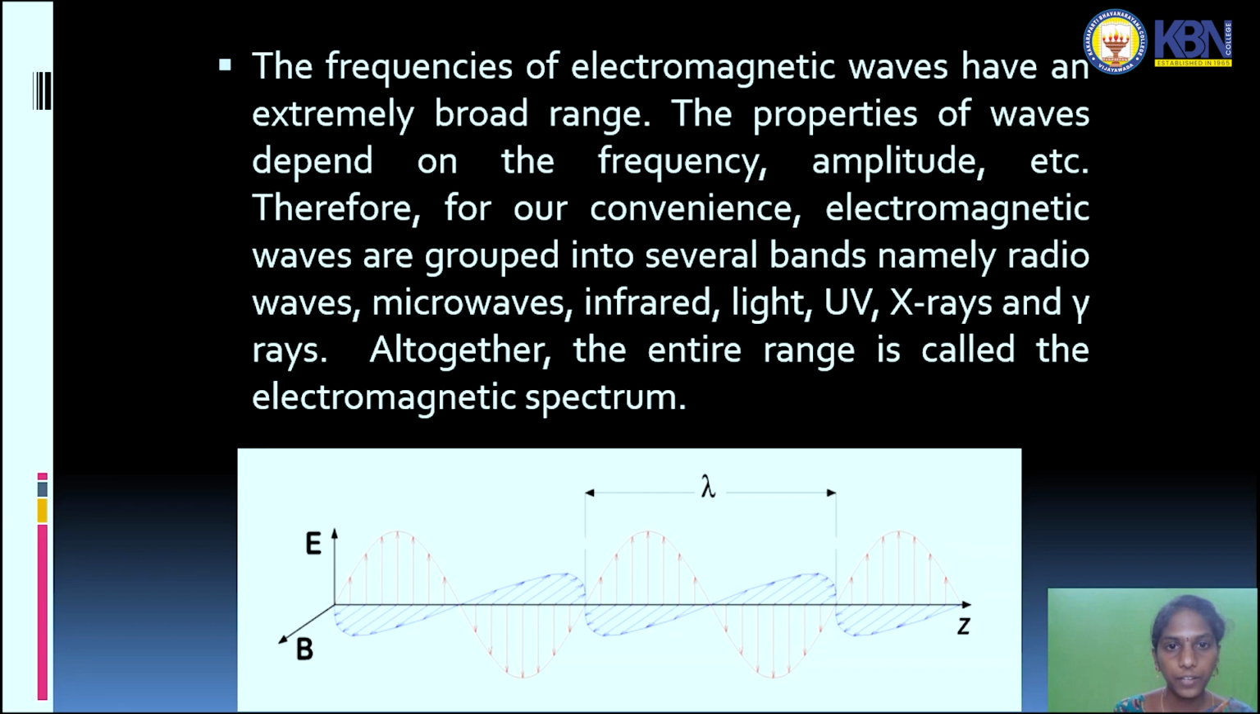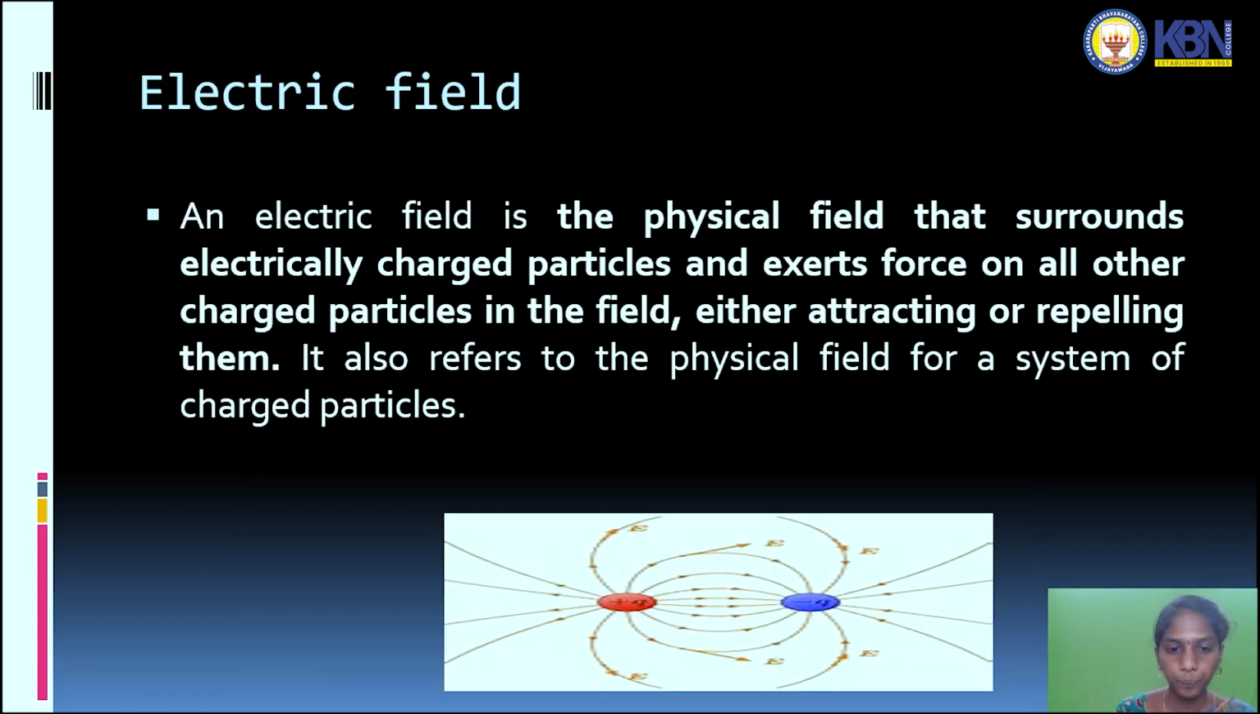For example, the frequencies of electromagnetic waves have an extremely broad range. The properties of waves depend on the frequency, amplitude, etc. Therefore, for our convenience, electromagnetic waves are grouped into several bands, namely radio waves, microwaves, infrared waves, light, UV, X-ray and gamma rays. Altogether, the entire range is called the electromagnetic spectrum.